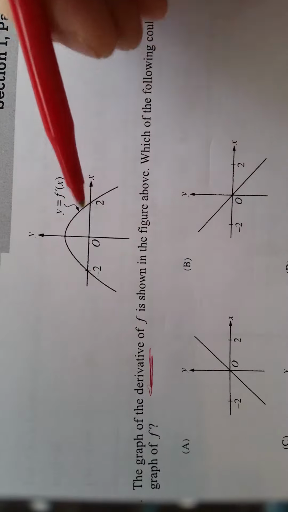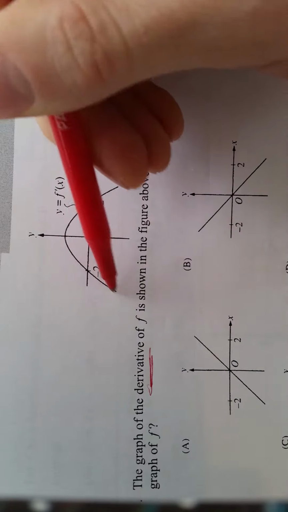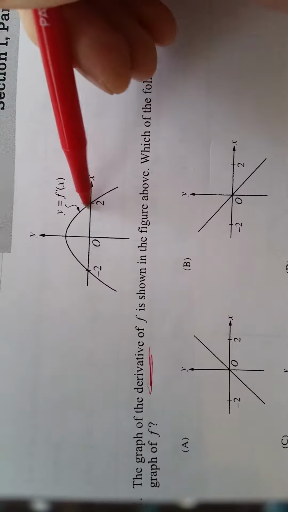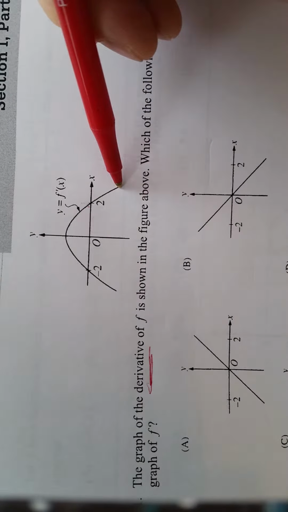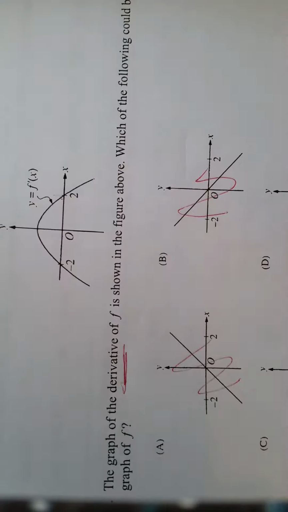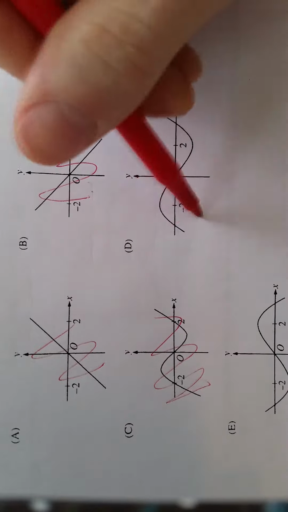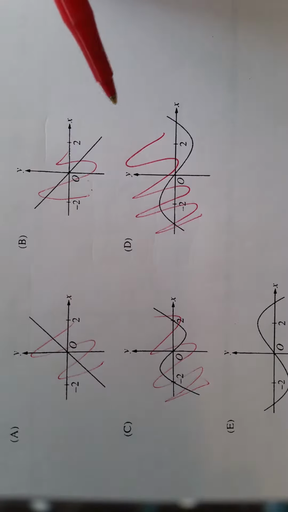Well, if this is the derivative, when the derivative is negative, the function is decreasing. So our function needs to be decreasing, and then increasing, and then decreasing again. So no thanks, no thanks. Needs to start by decreasing. Remember that, okay? This starts by increasing, no thanks.